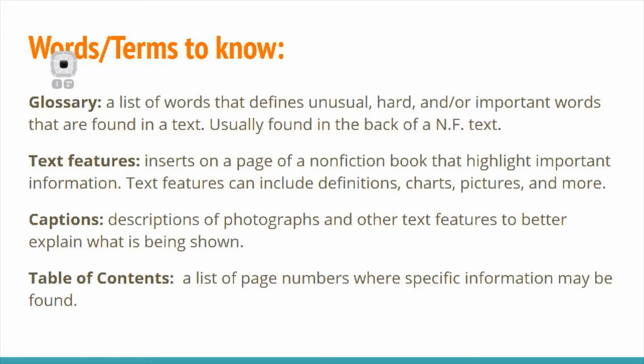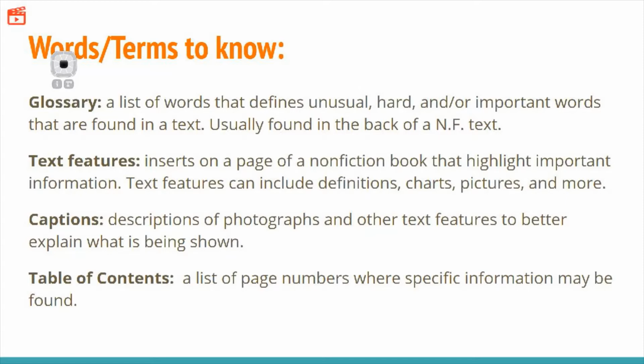And the table of contents is our last element. A table of contents, found at the beginning of a nonfiction book, is a list of page numbers where specific information may be found. So if you're not sitting down to read the whole book and you're looking for a particular topic, let's say you're reading about snakes and you think, what do snakes eat? You could look in the table of contents to see if there's a section on that, find that page number, and then go right to that section instead of having to read through the whole thing to get to that part. So that's how the table of contents works.